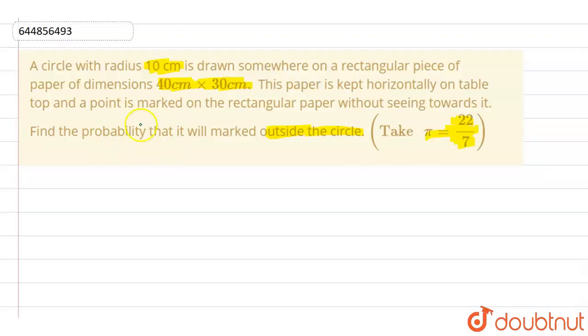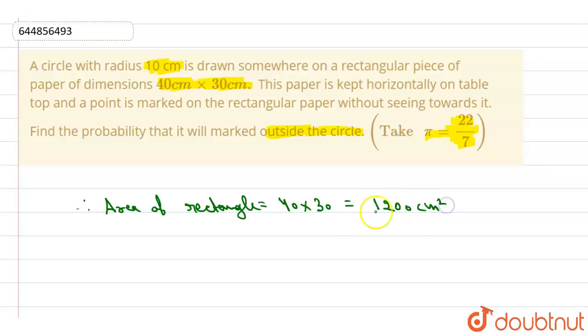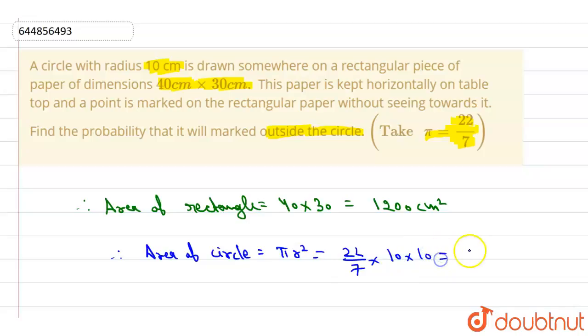So here, according to the dimension, we have given the dimension of the rectangular piece is 40 centimeter into 30 centimeter. Therefore, the area of the rectangle is 40 into 30, which is equal to 1200 centimeter square, and we have given the radius 10. Therefore, the area of the circle is, as we know, pi r square, so pi is 22/7 and r is 10, so 10 into 10, which is equal to 100 pi. We write this value same as pi centimeter square.